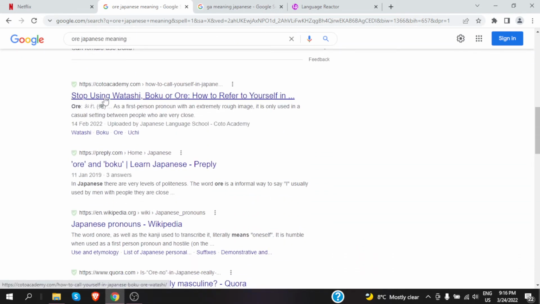Okay, stop using watashi, boku, or ore. Ore as a first person pronoun has an extremely rough image. It's only used in a casual setting between people who are very close. Ore is I. The word ore is an informal way to say I, usually used by men with people they are close to. Something to remember.